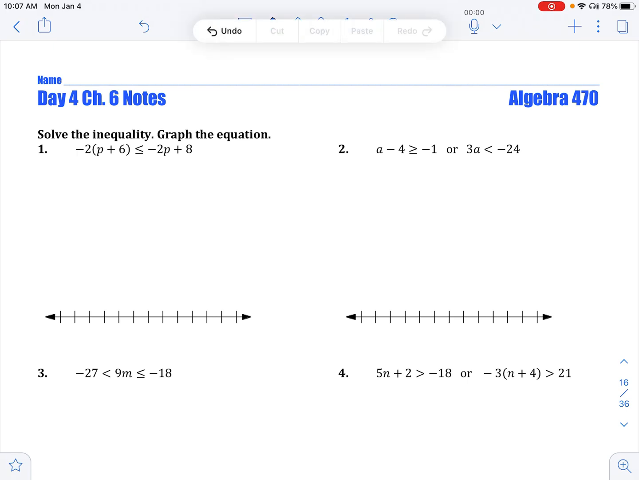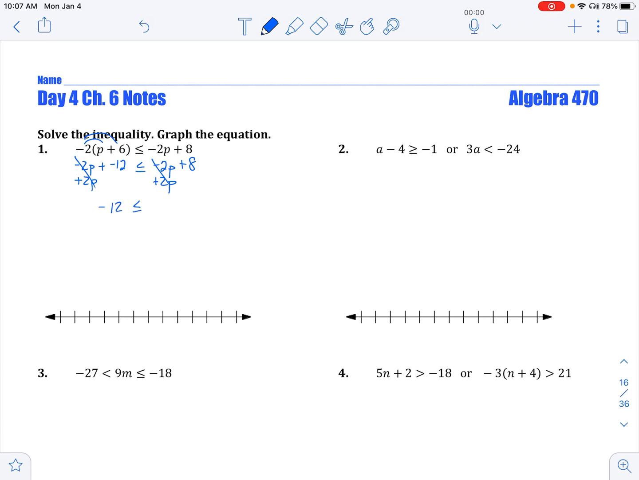But in this problem here, I am going to first distribute on the left side. When I distribute on the left side, I'm going to recognize that I have p's on both the left and the right, so I'm going to want to add to get the p's on the same side, so I'm going to add 2p. But when in fact I do this, the variables drop out.